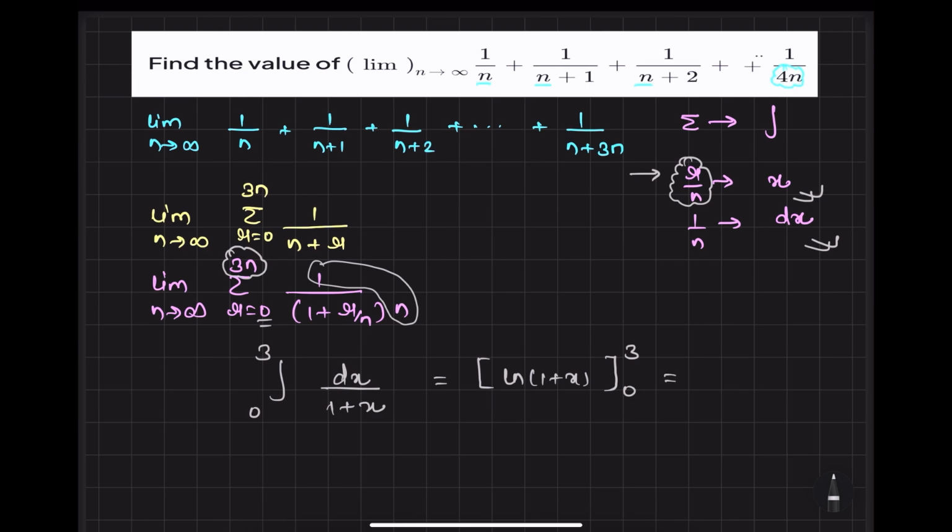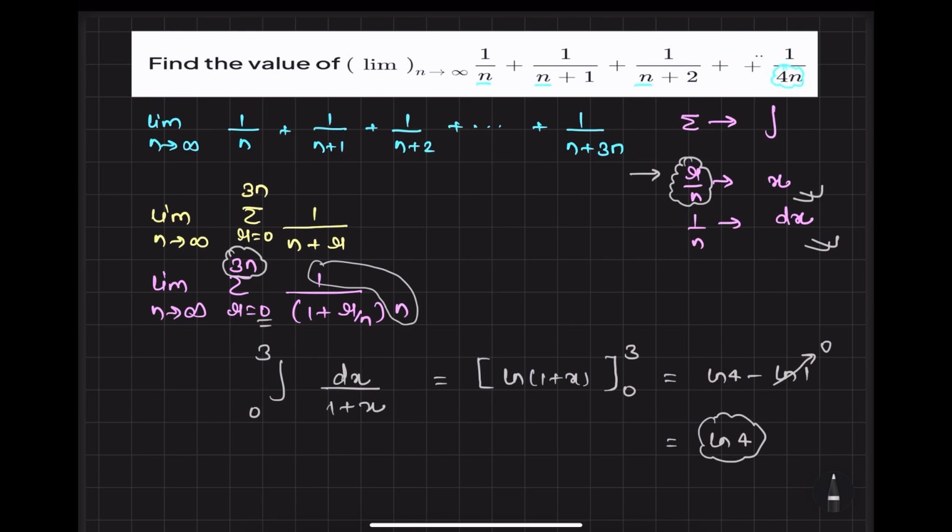Okay, now substitute the upper limit. If you substitute the upper limit, you will be left with ln 4, minus, if you substitute the lower limit, you will be left with ln 1 which is 0. So we are left with what? ln 4. Therefore the required result is ln 4.